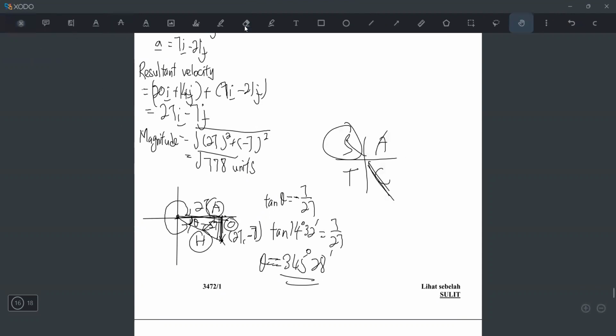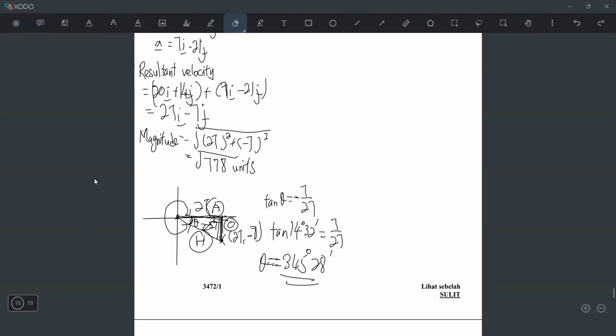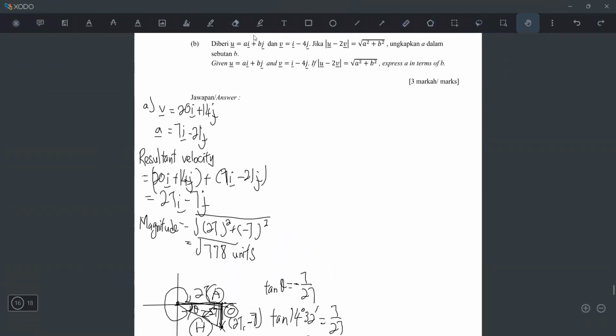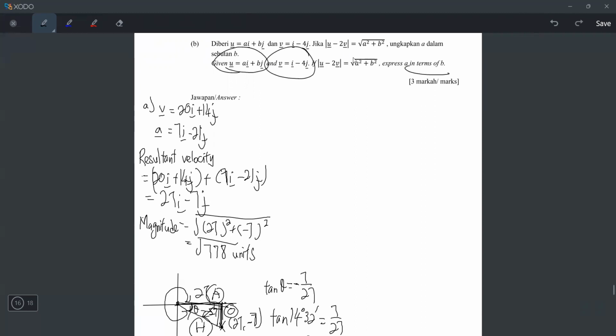Okay, let's continue with the B question. Let's scroll up and see what the B wants. The B says, given U is this, V is this, and then express in. I'm sure this is a comparing question. You have to compare later. They say magnitude of U minus 2V equals to this. So I have to find my own magnitude of U minus 2V first, and then compare with them.